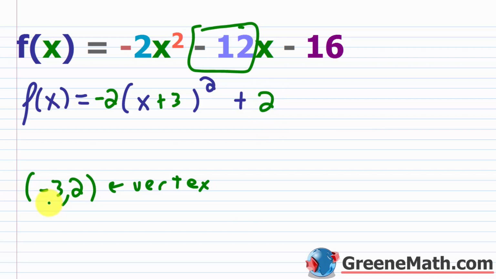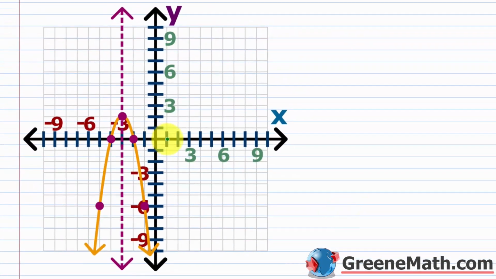So let's go ahead and plot negative 3 comma 2. So we would have negative 3 comma 2 is right there. So that's your vertex. Then again, your axis of symmetry is going to go through that vertex. So we would say this is x equals, the x coordinate is negative 3. So x equals negative 3 is the axis of symmetry.